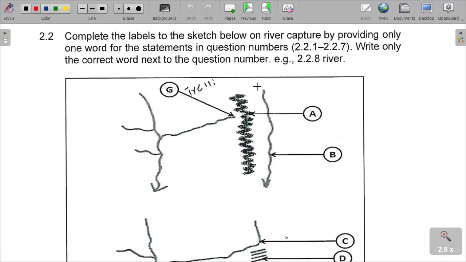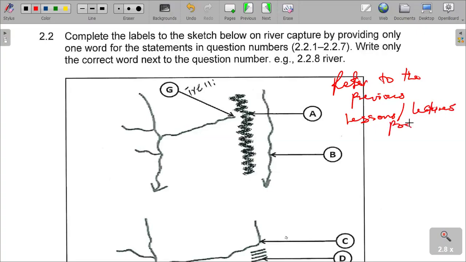We are given again to complete the table of the sketch below on river capture. River capture also, please refer to the previous lessons or lectures posted here. I did river capture, and I even went on to explain other relevant questions that might be asked in regard to this question.